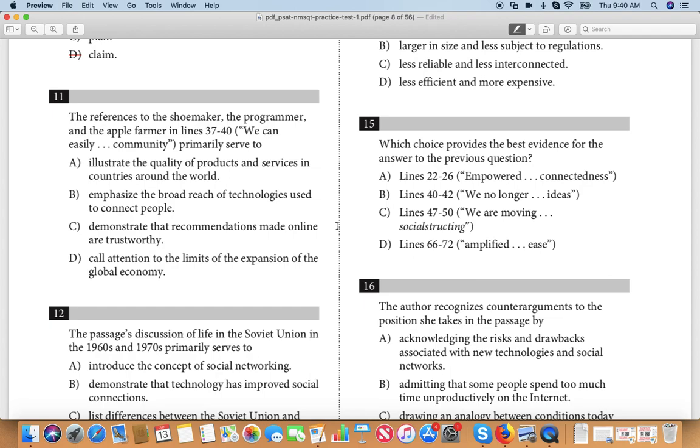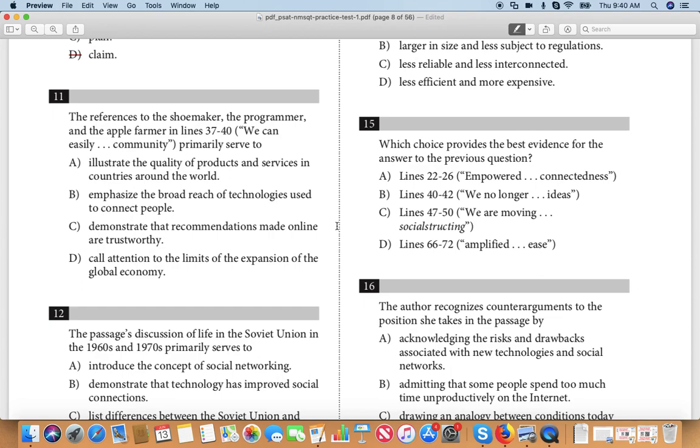B, definitely. Look, A is a true statement. There are quality apple farmers and there's a quality programmer in India, sure, but especially given the context of that paragraph, I think the main purpose is to emphasize how much influence these technologies have in connecting people, which would be answer choice B. I think that's the best so far. Does that make sense? Yes.